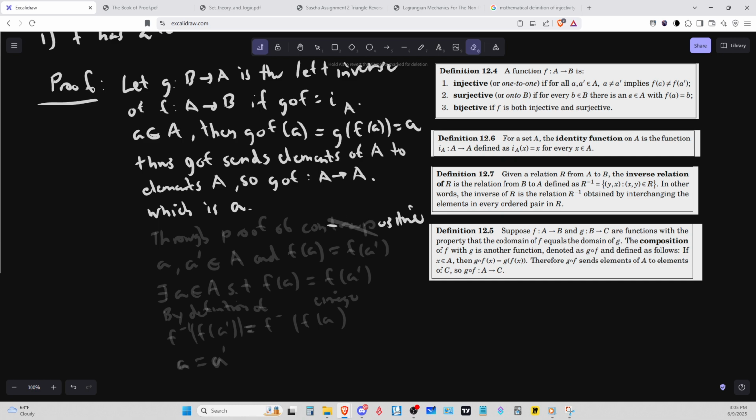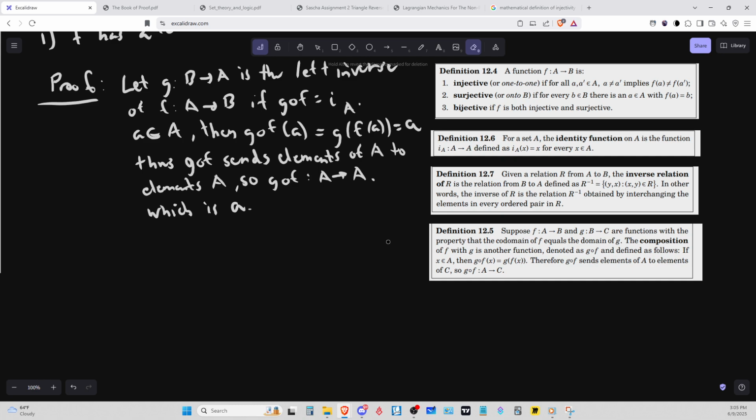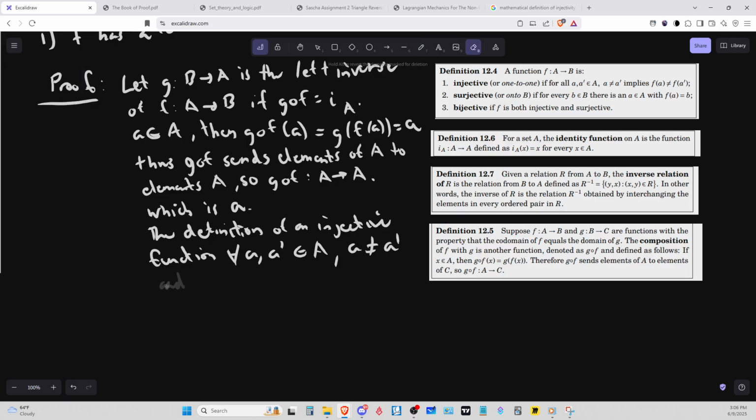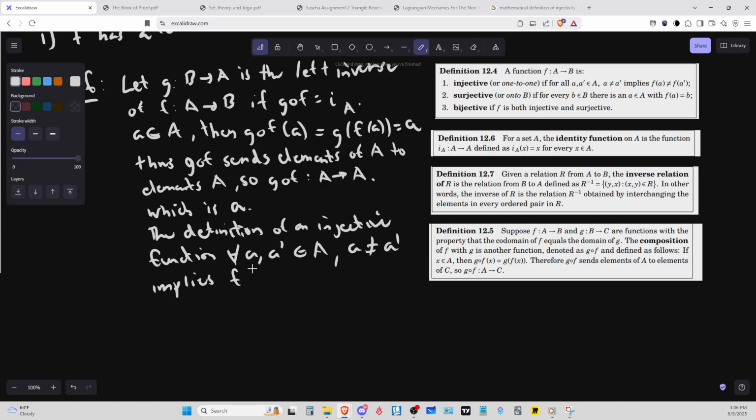Let's not do that then. Because I know the definition is basically, if we write the definition of an injective function: for all a and a prime that are elements of A, a is not equal to a prime implies f of a is not equal to f of a prime.